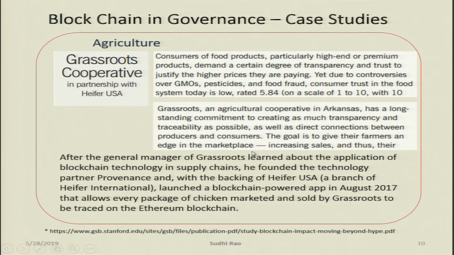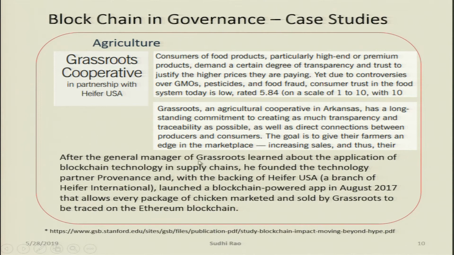So, if customers trust that any product I buy from this company is true, if they claim that it is free of these hormones or these artificial additives, I know it is, then I am willing to pay more because I trust. More people are willing to go to this restaurant because they have established the trust by being transparent. You can go to the kitchen and see, and thus an edge in the marketplace, increasing sales and thus their income. That is the objective. The reason this company puts so much stress on transparency and traceability is that once consumers trust, remember these are premium customers, they are willing to pay more.